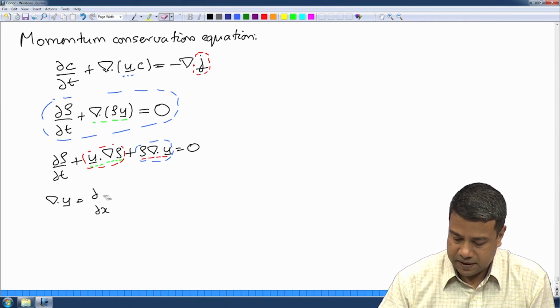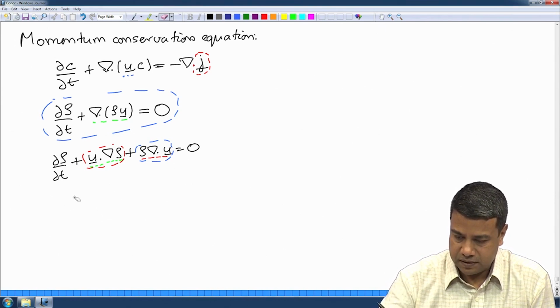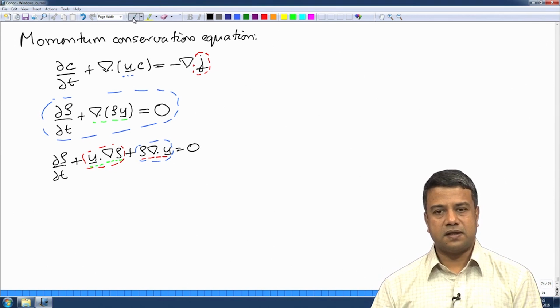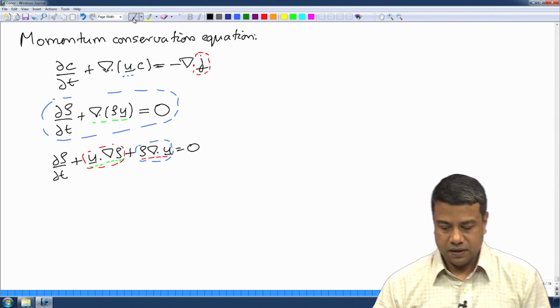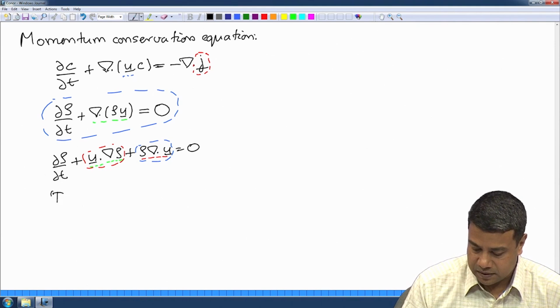Now, in most practical applications that we encounter, the density is approximately a constant. These are called incompressible flows.